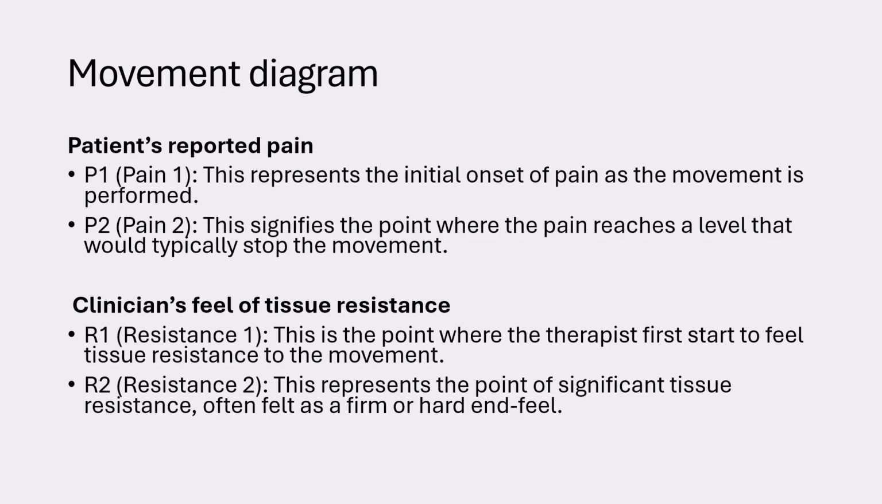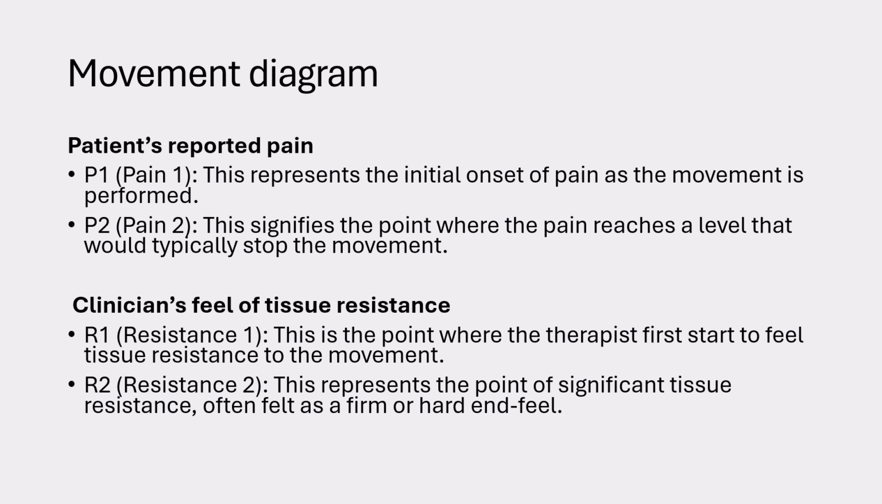For the patient's reported pain, we have P1 and P2. P1 is the very first onset of the patient's pain reported to you whilst you perform the joint or tissue movement. P2 is the point when the pain has reached an unbearable level and the movement is stopped because the patient can't tolerate the pain level any more than is already present.